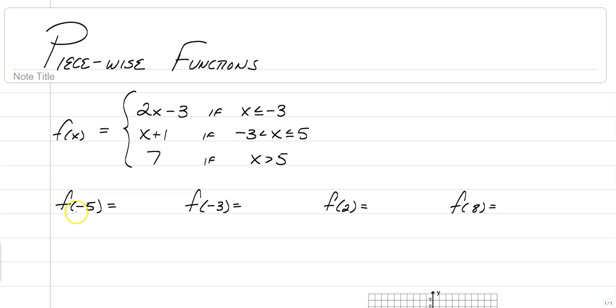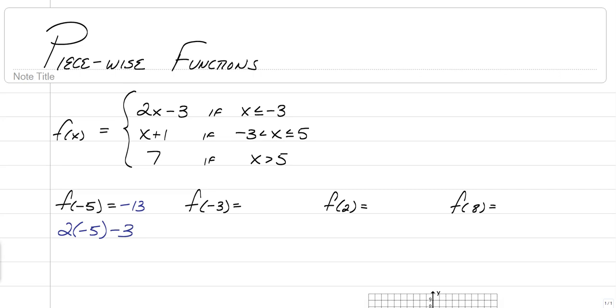If we were going to evaluate f of negative 5, that means we want to know what this function's value is when x is negative 5. So the first thing you need to do is find which one of these three functions you're going to substitute the negative 5 in. So is negative 5 less than or equal to negative 3? The answer is yes. So you're going to substitute the negative 5 into the first of the three functions. So we have negative 10 minus 3, so f of negative 5 is negative 13. Okay, that is the value at that time.